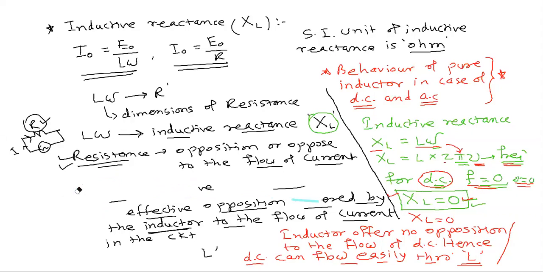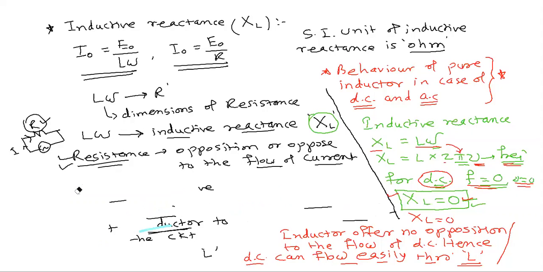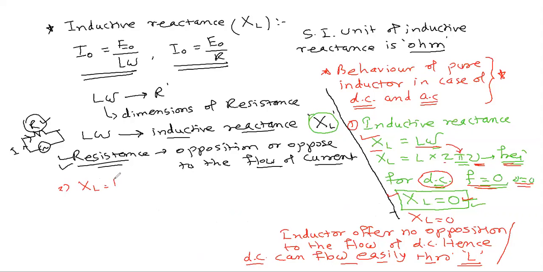Now for AC, the same relation we will use. What is the relation? That is XL = L omega. This is your first case; now the second case. As XL = L omega, putting the value of omega again, that is XL = L into 2 pi nu.